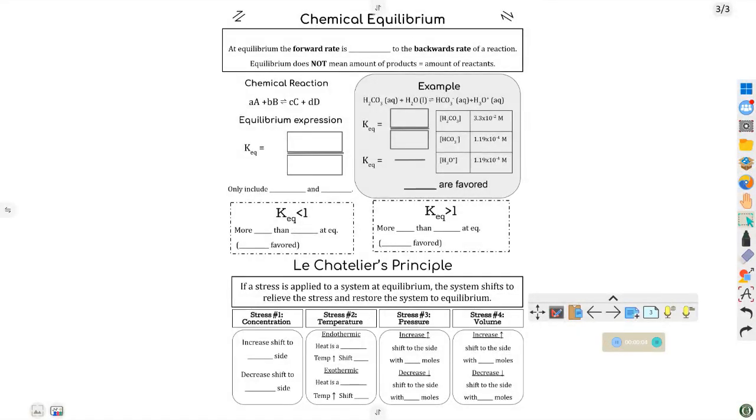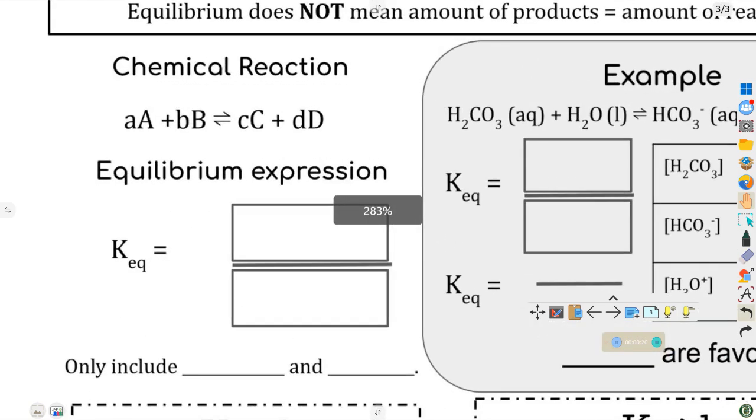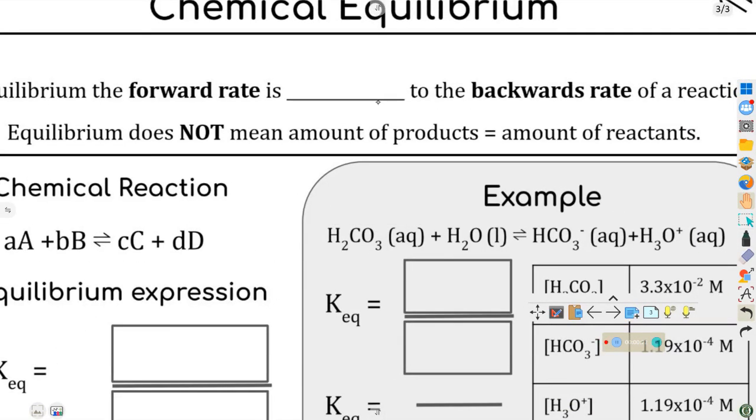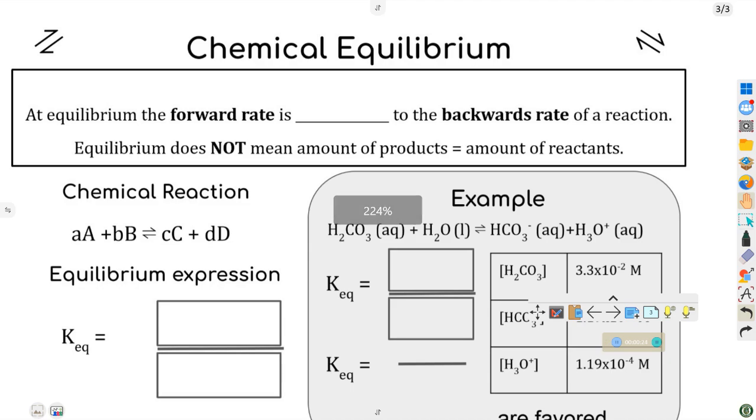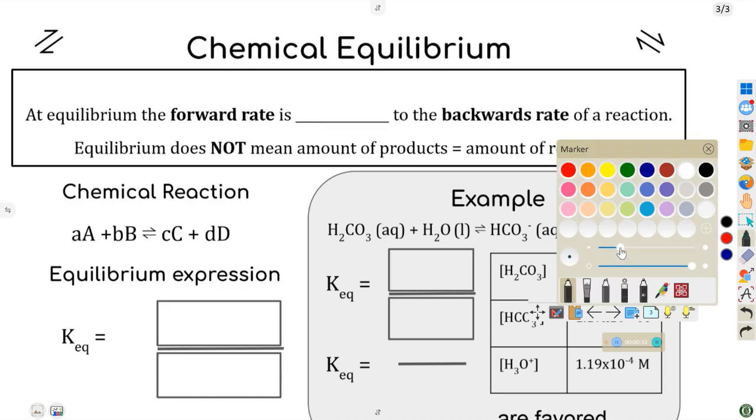All right, today we are going to talk through chemical equilibrium and what it is and how we can quantify whether or not something is in equilibrium. So, chemical equilibrium happens when the forward rate of a reaction is equal to the backwards rate of the reaction.